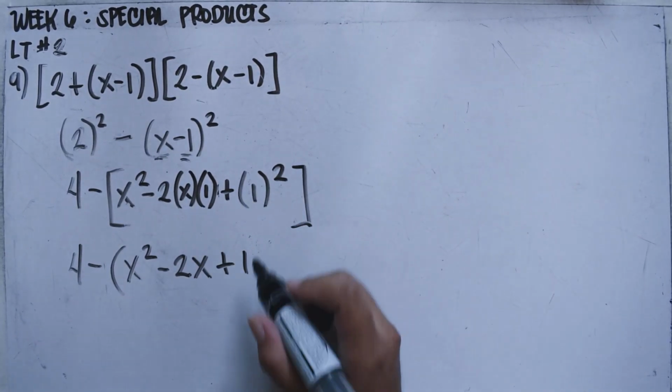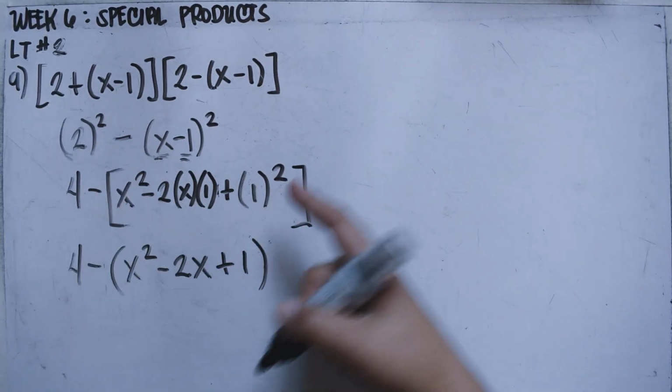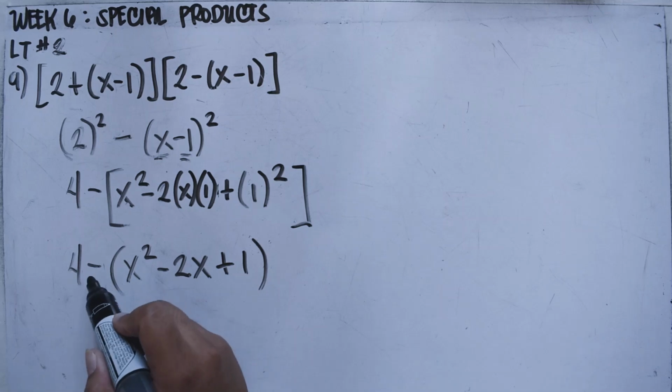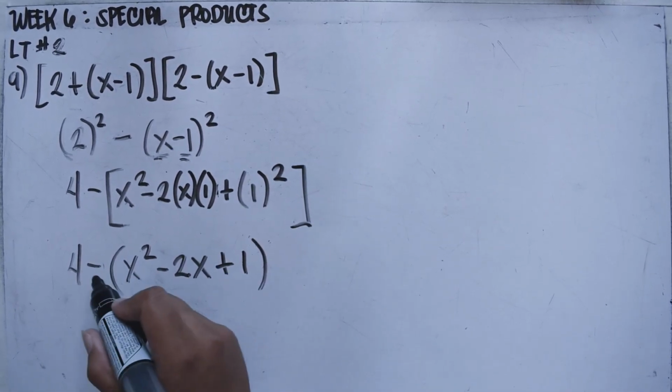Kasi 1 times 1 is still 1. So, ito na po yung nakuha natin doon sa loob, yung sinimplify natin. And then, syempre, we distribute. Distribute natin yung negative 1 by 1 sa nasa loob. Di ba may invisible 1 yan? So, i-distribute natin siya 1 by 1 ha.